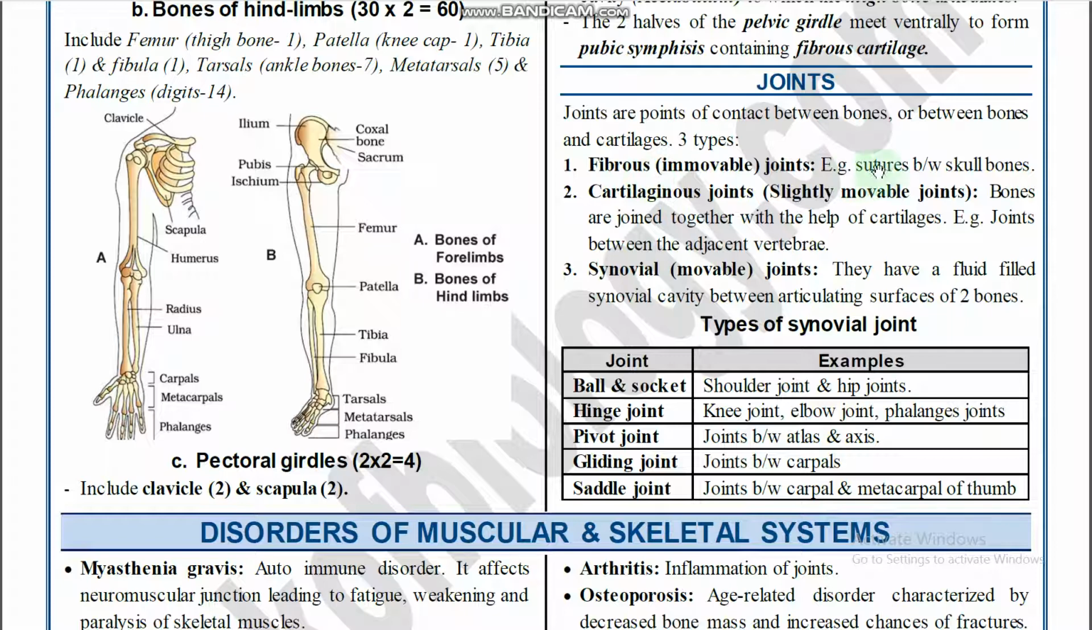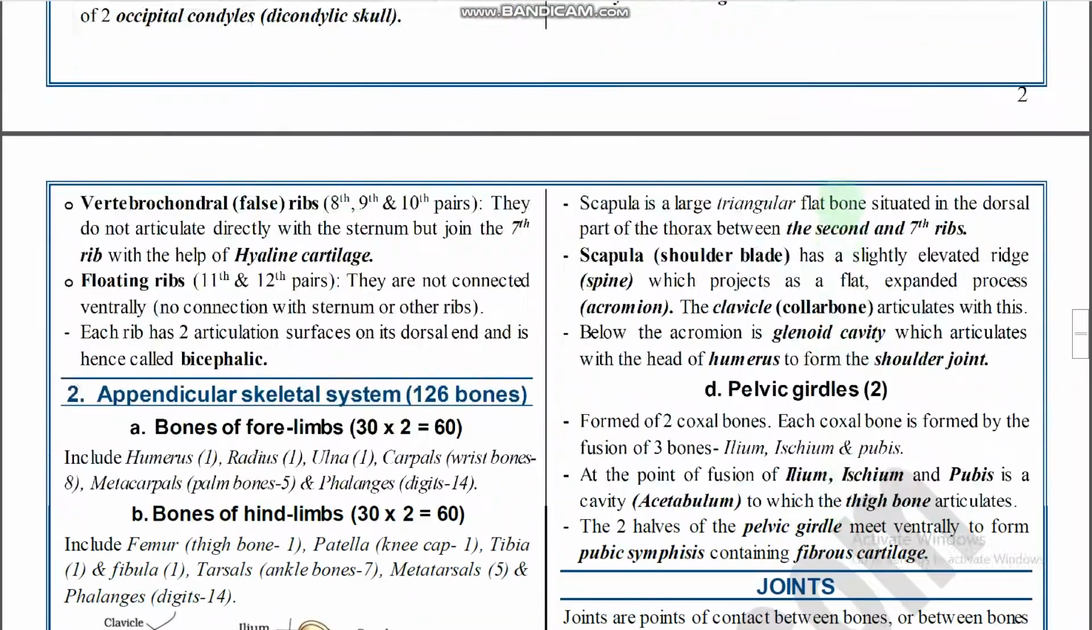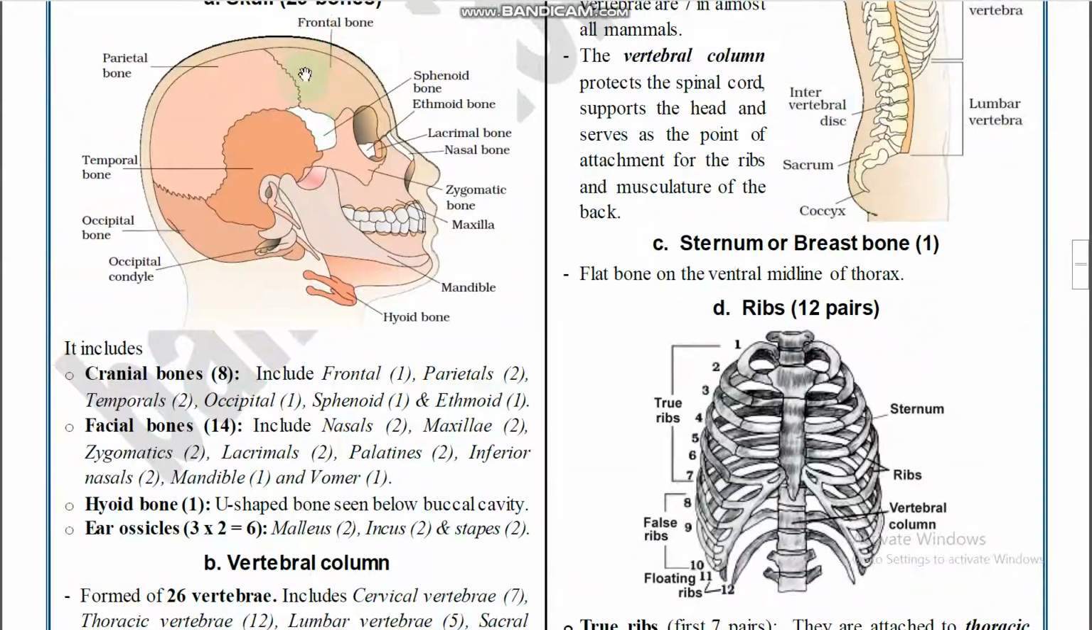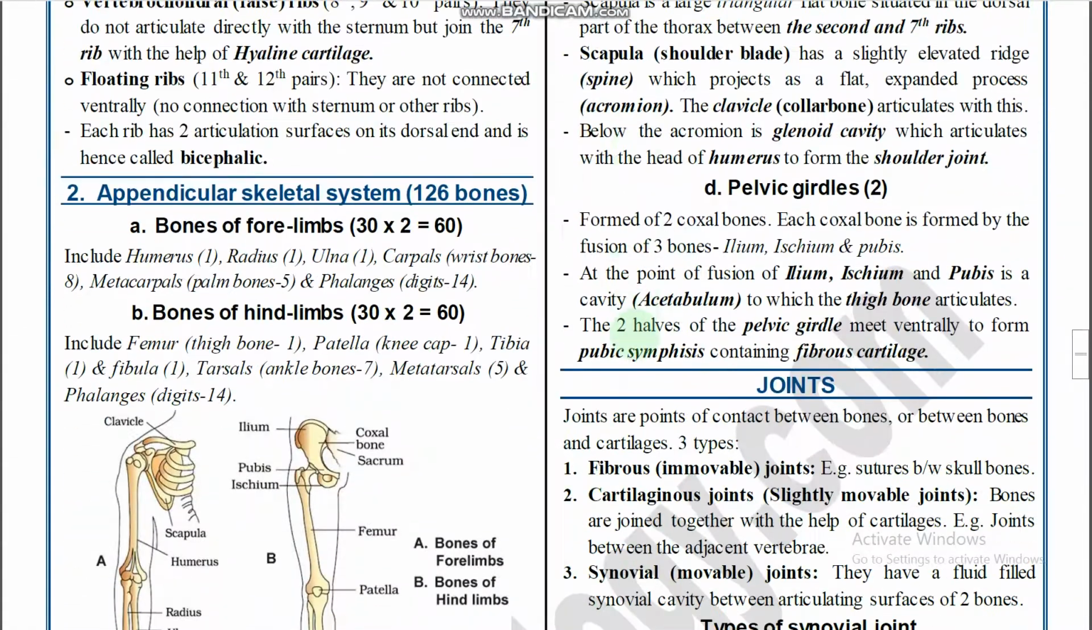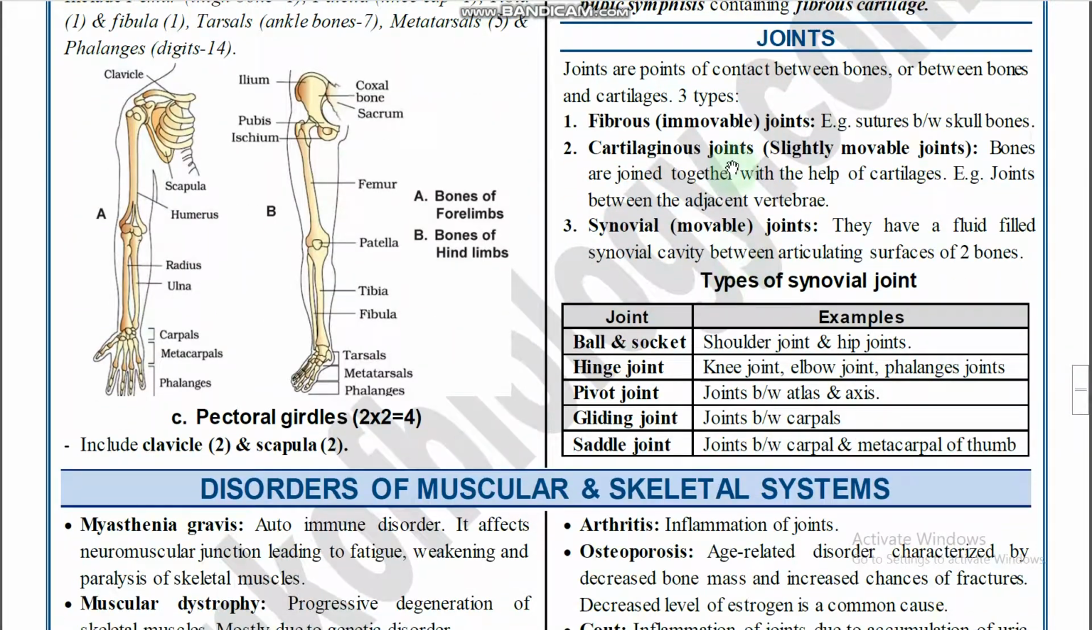So fibrous joints, where are they present? What is the example? Sutures between skull bones. These are called sutures. One skull bone and another skull bone are attached with sutures, right? Those are examples of fibrous joints. The next one is in the region of fibrous cartilage, where fibrous joints are also present.